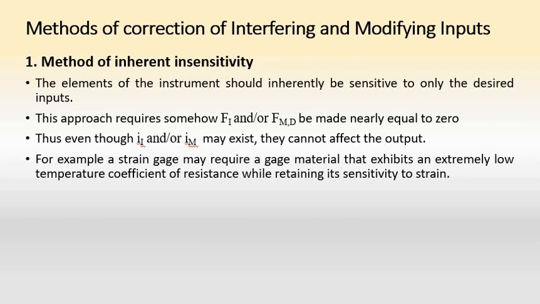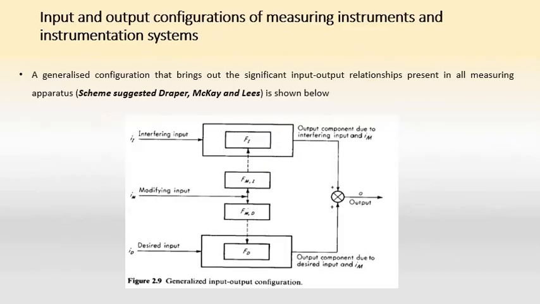Hello all. So in today's session we are going to discuss the methods of correction of interfering and modifying input. In the last class I taught about the various possible inputs that may interact with the measuring instrument while we are performing a particular measurement. So what are the different types of input? Desired input, modifying input and interfering input. The effect of these inputs on the measurement as well as on the output is explained in detail in the previous video, so you can watch it.